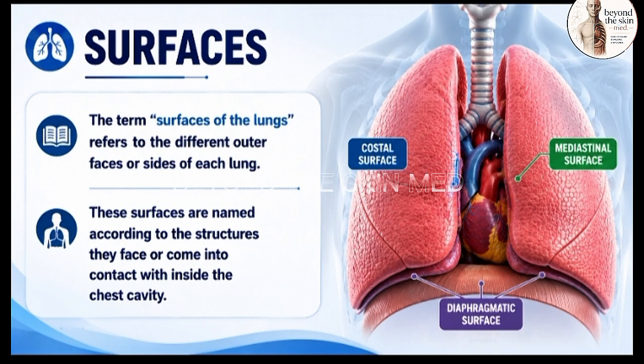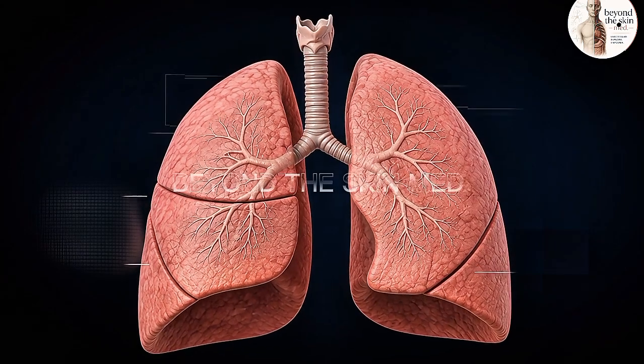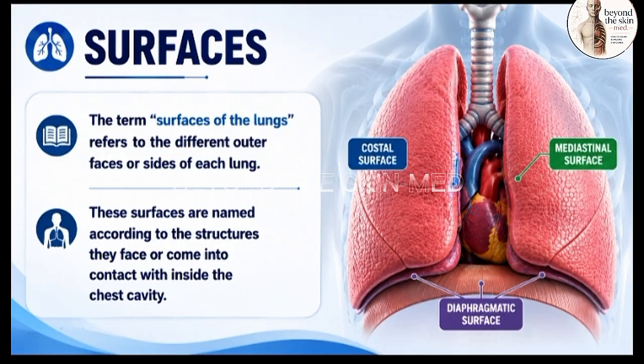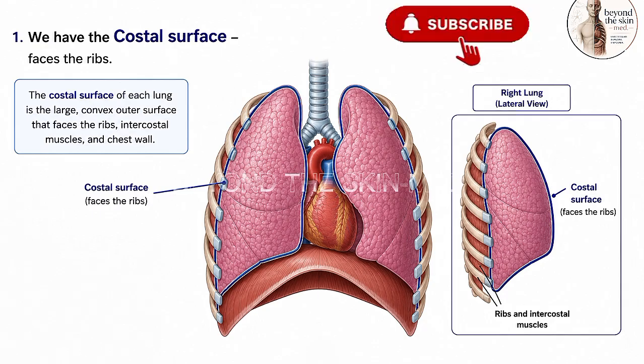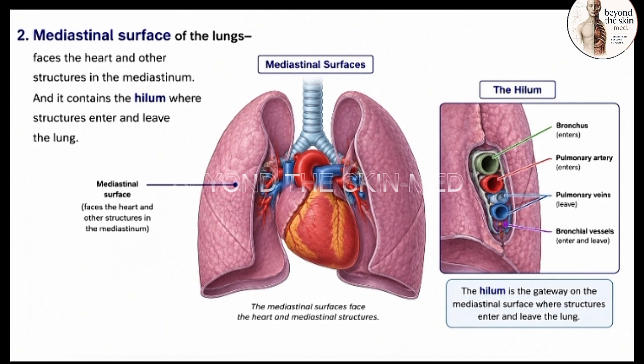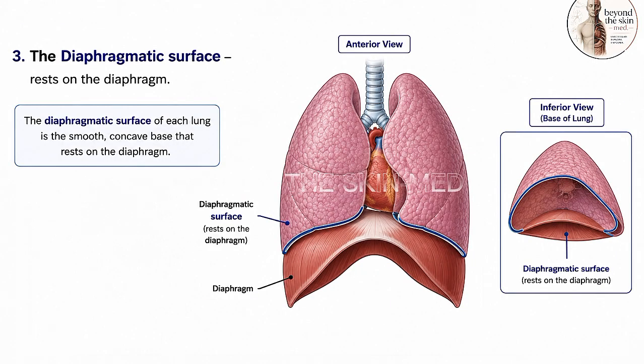Surfaces. The term surfaces of the lungs refers to the different outer faces or sides of each lung. These surfaces are named according to the structures they face or come into contact with inside the chest cavity. 1. We have the costal surface, faces the ribs. 2. Mediastinal surface, faces the heart and other structures in the mediastinum, and it contains the hilum, where structures enter and leave the lung. Then, 3. The diaphragmatic surface, rests on the diaphragm.